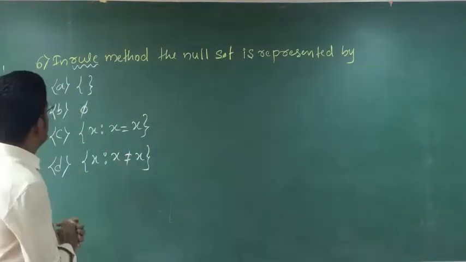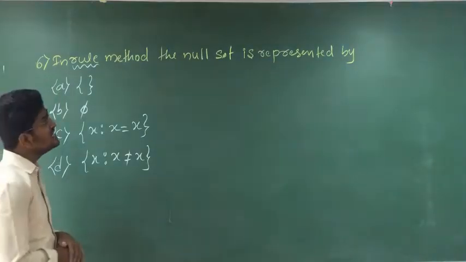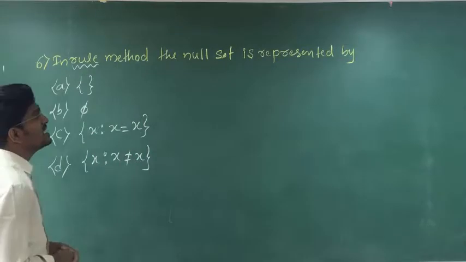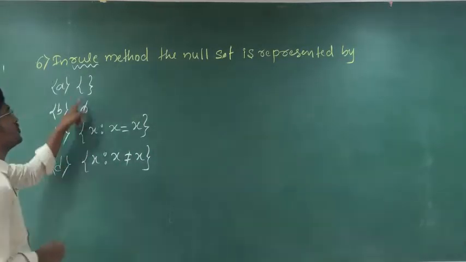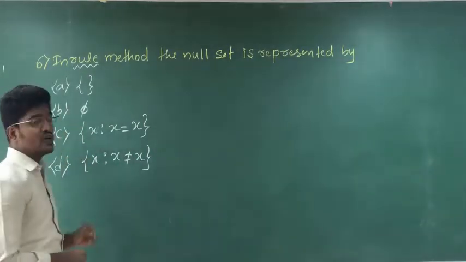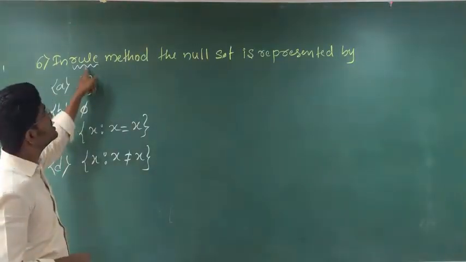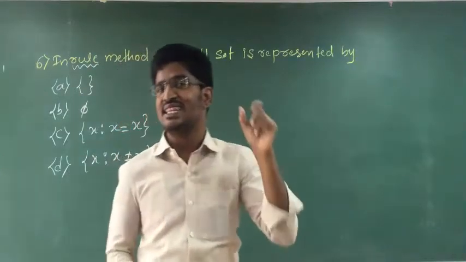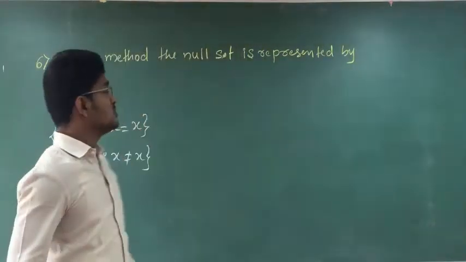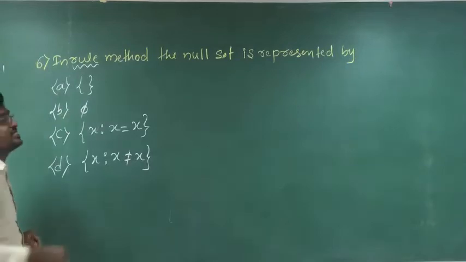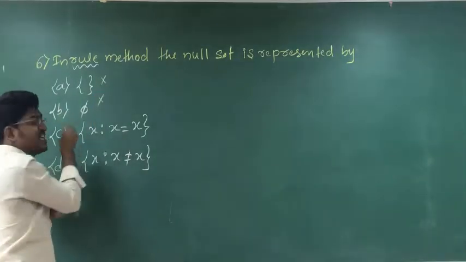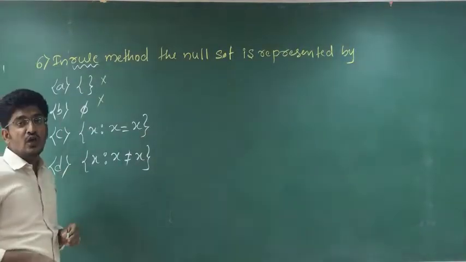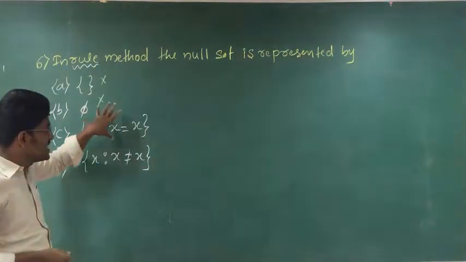Clear? So here, in rule method, the null set is represented by... This is also a notation of null set. This is also a notation of null set. But he is asking for a rule. There must be a rule defining that it is a null set. So these two are the notations. They are null set notations, but that is not a rule.